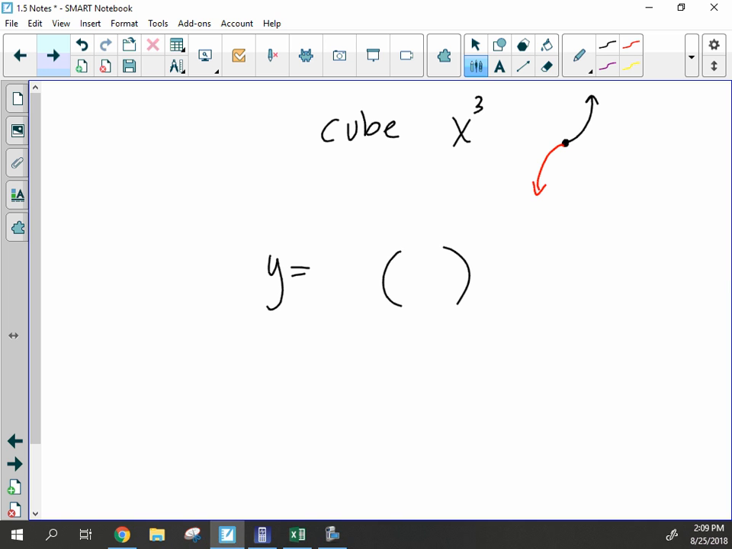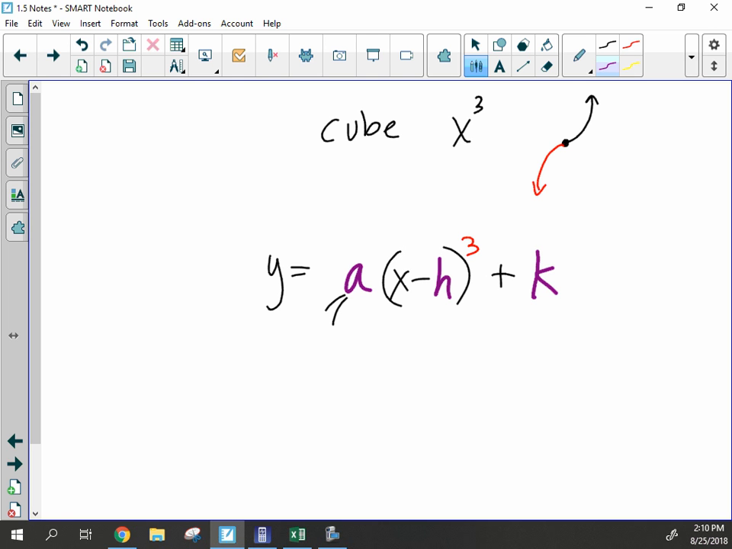A flips it if it's negative. It also makes it taller if it's higher than 1. And it also shrinks it down and makes it wider if it's a fraction. So that does 3 things. H causes it to move side to side, and K causes it to move up and down. And don't forget the one special thing about H, it's always opposite.